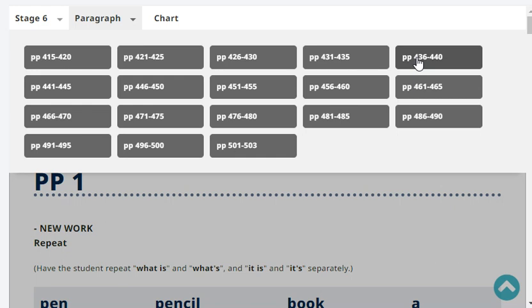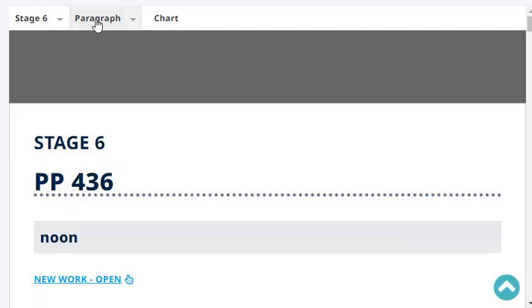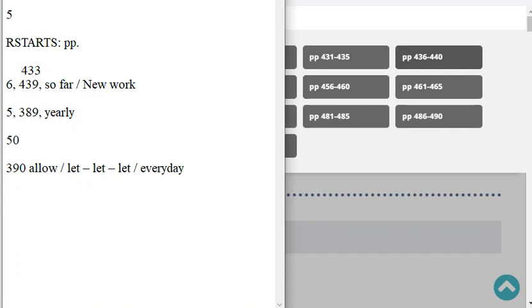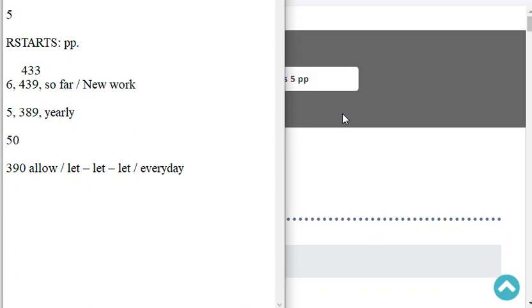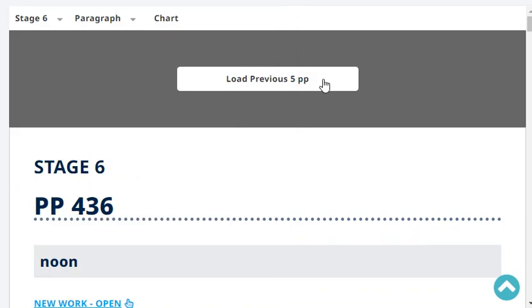Paragraph page 439. And our last headword was so far newer type of lesson. Okay, so let's start with our revision.